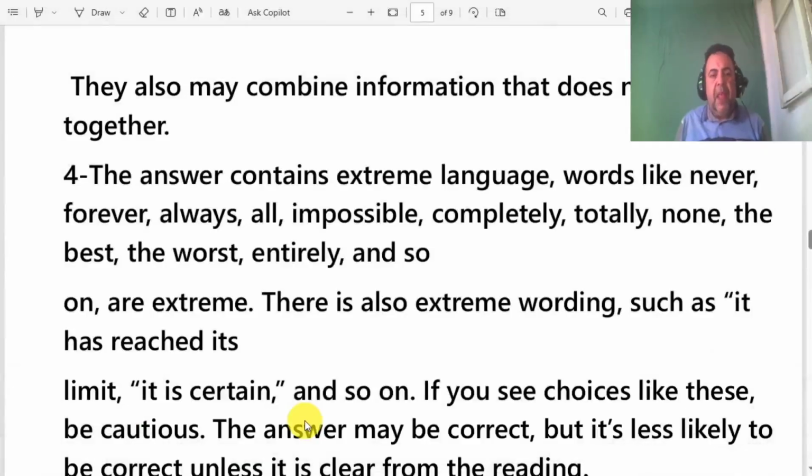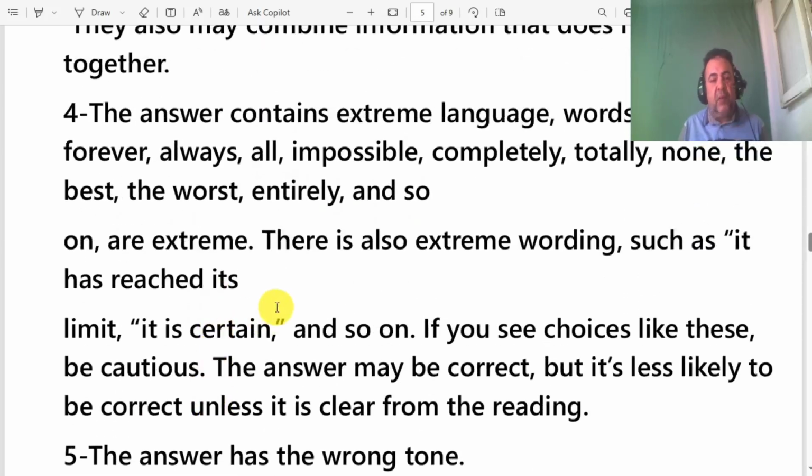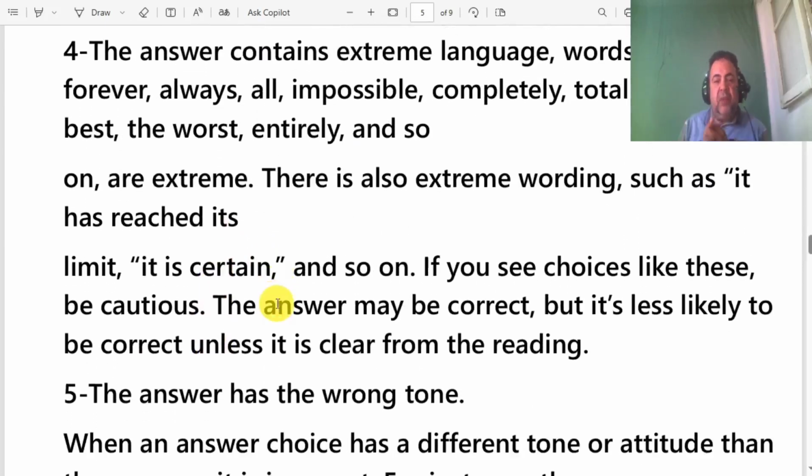Number 4, the answer contains extreme language. Words like never, forever, always, all, impossible, completely, totally, none, the best, the worst, entirely, and so on are extreme modifiers, as we said before in the previous video. There is also extreme wording, such as it has reached its limit, it is certain, and so on. If you see choices like this, be cautious. The answer may be correct, okay?